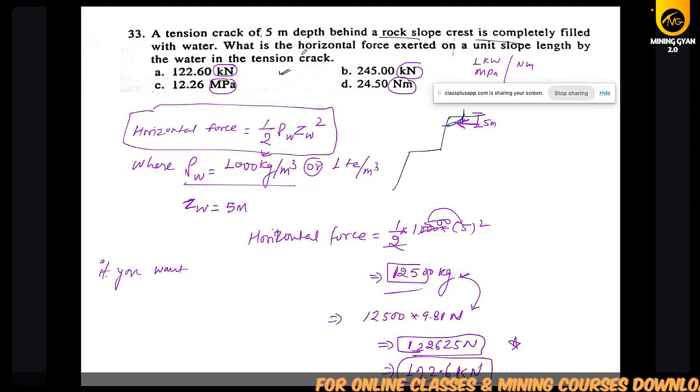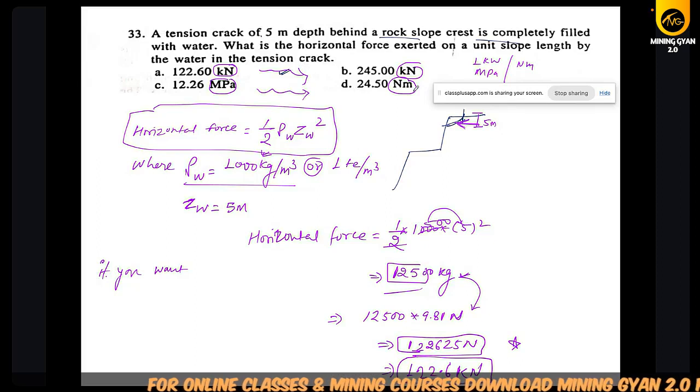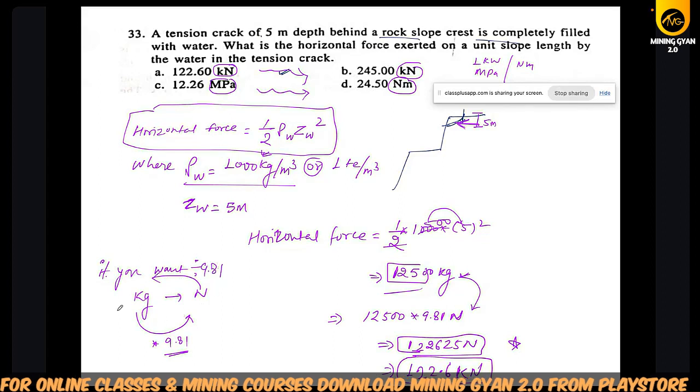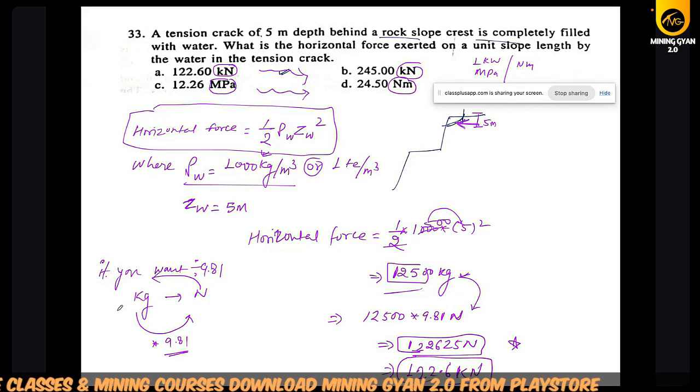Sometimes you need to convert the data into other units, so you should remember two or three conversions. If you want to convert kg to Newton, then you have to multiply with 9.81. If you want to convert Newton to kg, then you have to divide by 9.81. Okay, so please write this down within 30 seconds, then we will start the next question.